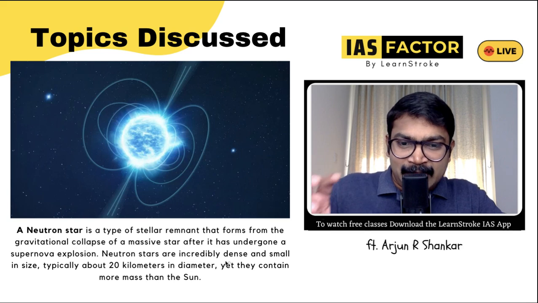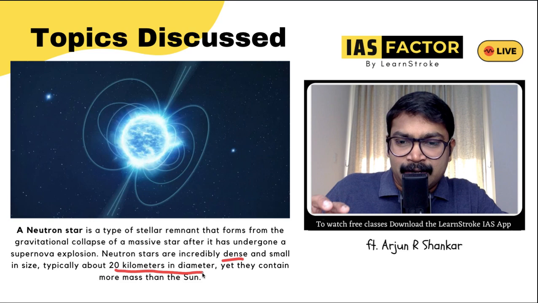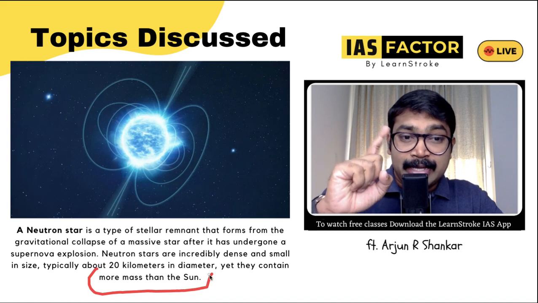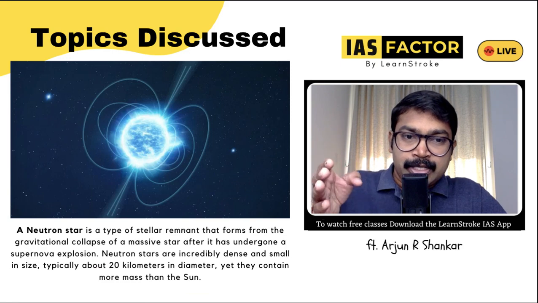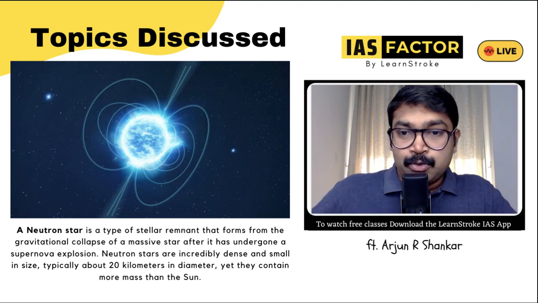Neutron stars are incredibly dense and small in size, typically about 20 kilometers in diameter, yet a neutron star contains more mass than the Sun. Very important points, so know about neutron stars. After some point, neutron stars can transition to what? A quark state.